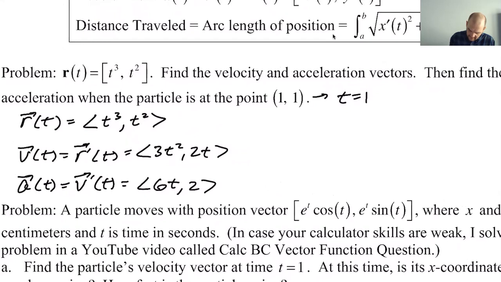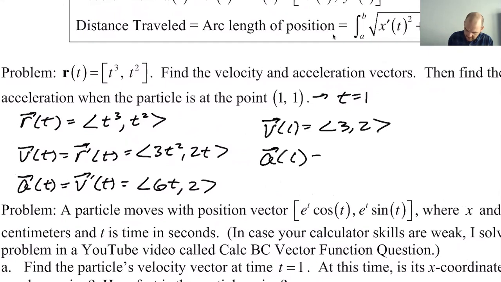So v of 1 gives me the ordered pair 3, 2. It's a vector, right, with a terminal point at 3, 2. It doesn't actually really matter. If you just think of these as parametrics, you're going to be fine. The acceleration at 1 is going to be 6, 2.